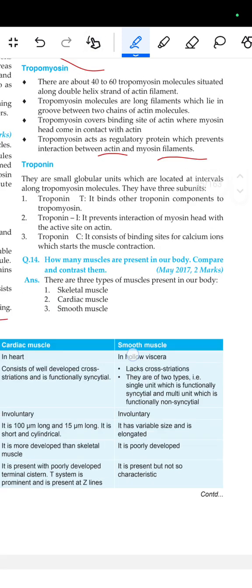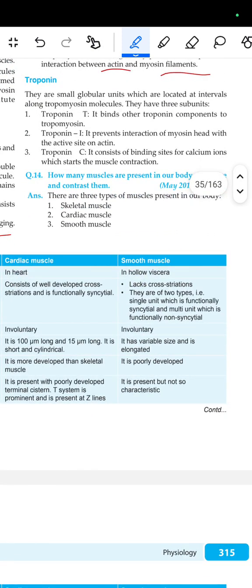Next comes troponin. They are small globular units which are located at intervals along the tropomyosin molecule. They have three subunits. Troponin T binds other troponin components to the tropomyosin. Troponin I prevents the interaction of the myosin head with the active site on the actin. Troponin C consists of the binding site for the calcium ions which starts the muscle contraction.